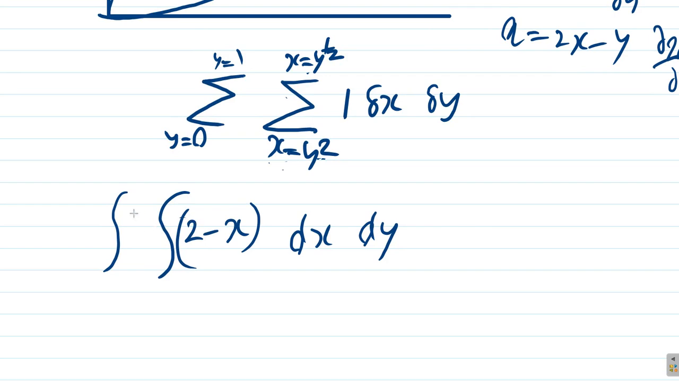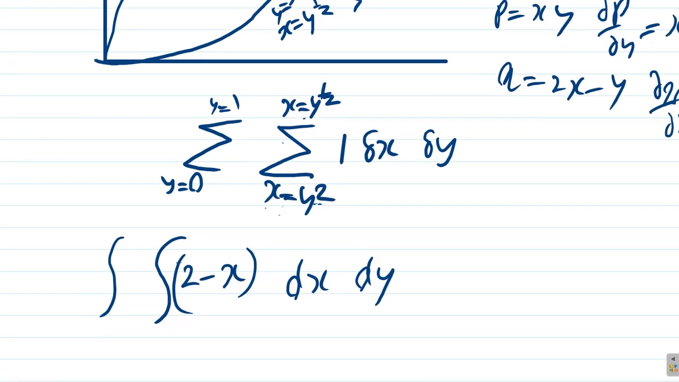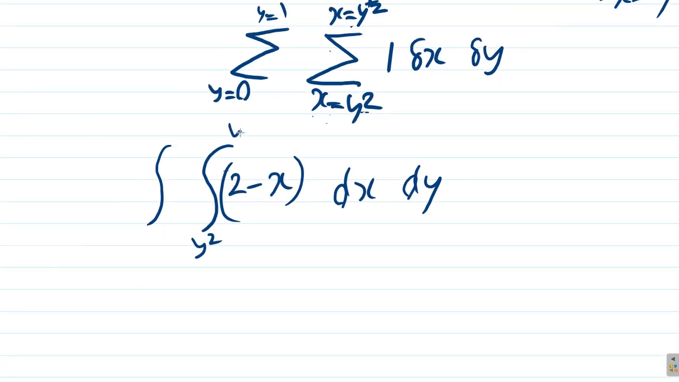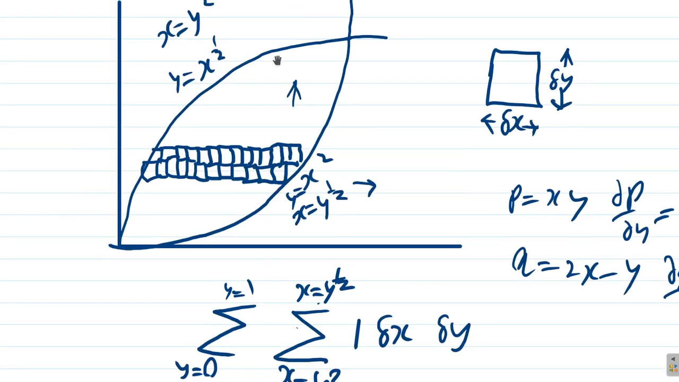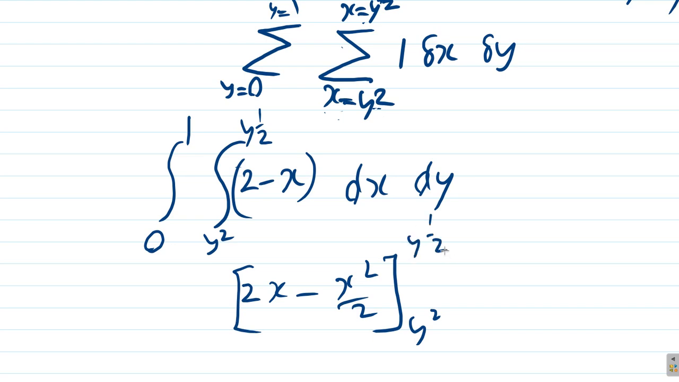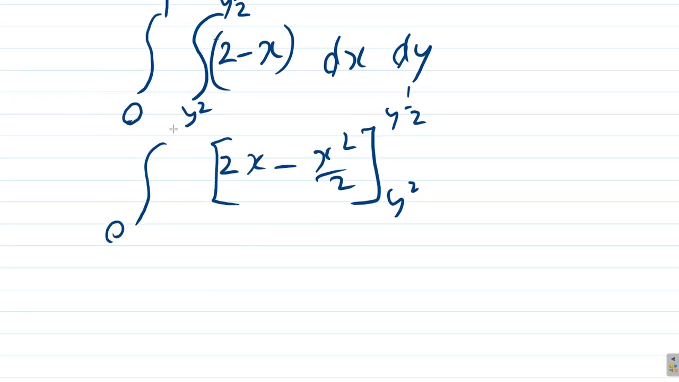Alright? And here you're going from this curve on the left. If you go dx, changing x, this curve on the left out to the right, what you're going to have is from x equal y squared to x equal y to the half. So from y squared to y to the half, and then along y now you go up from 0 to 1. So here you have 2x minus x squared over 2, and you're going from y squared to y to the half, and later on you're going to do the next integration from 0 to 1 dy.